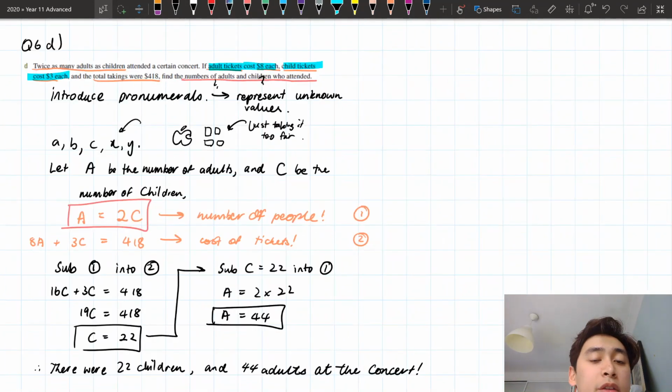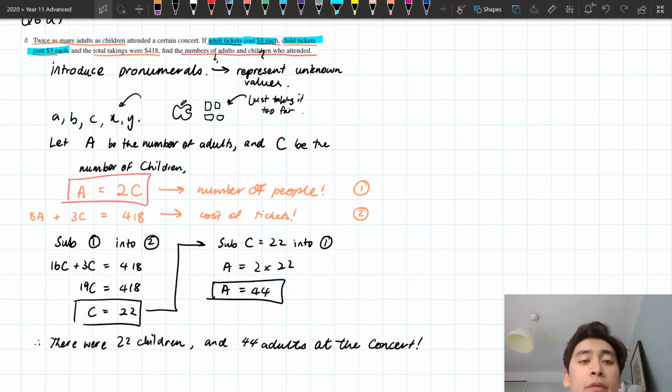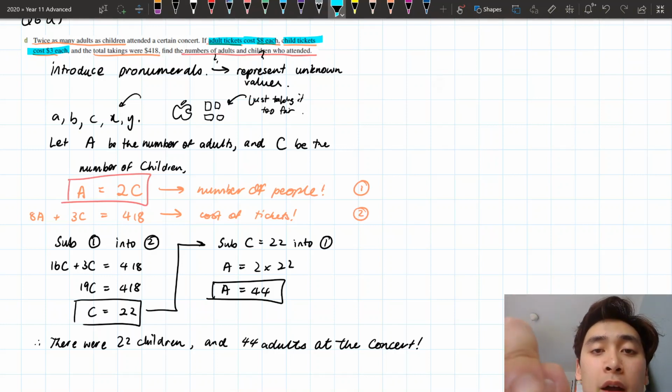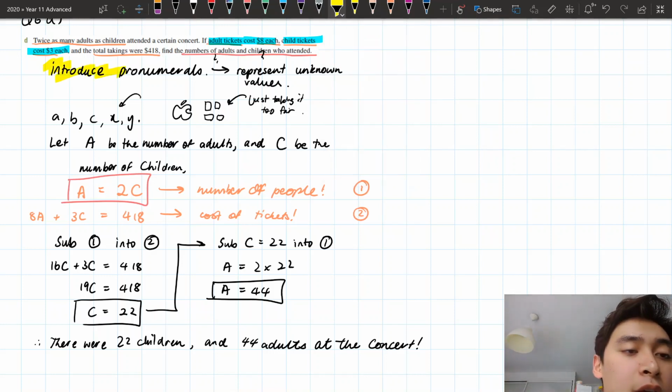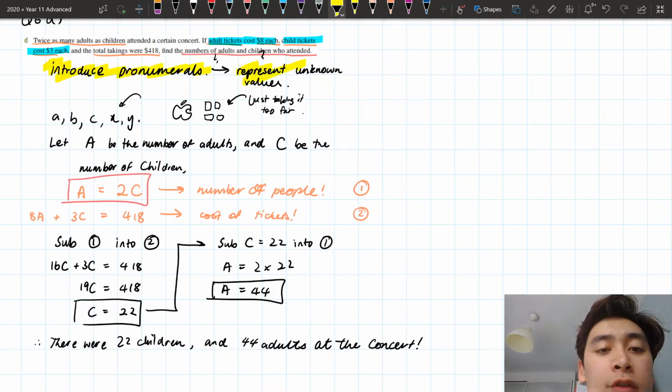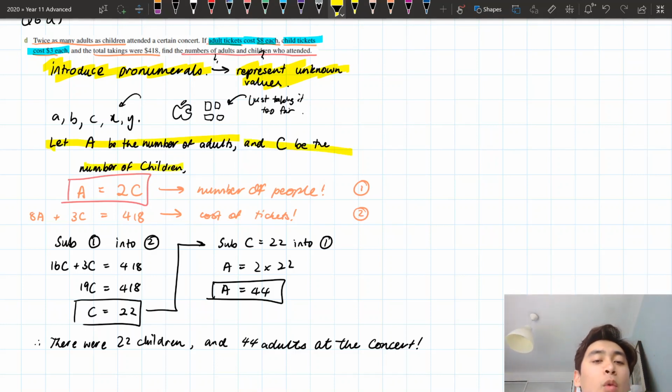With these ones, you just need to make sure that you read through the question very carefully. Make sure you note down all the important information. Underlining it is going to be really helpful here. The main important step after that is to introduce your pronumerals. You want to go, okay, let a letter be equal to one of your unknown values. So here I let A be the number of adults and C be the number of children. I worked off the information in my question to build these two equations and solved them simultaneously. So that was the last question I got asked about in the simultaneous questions section.